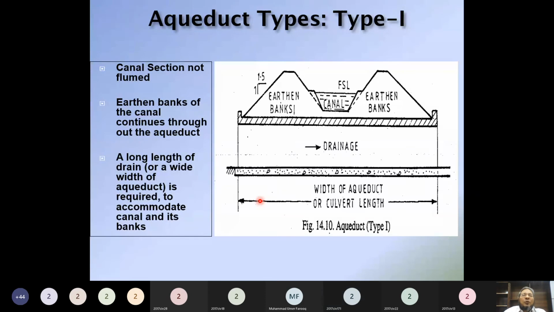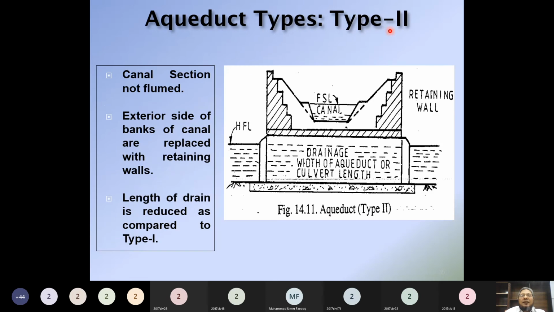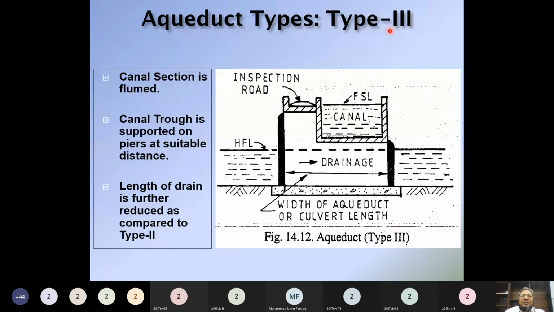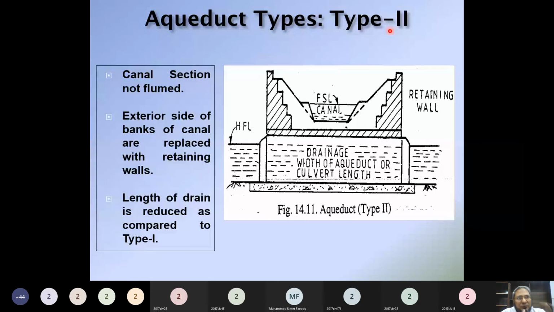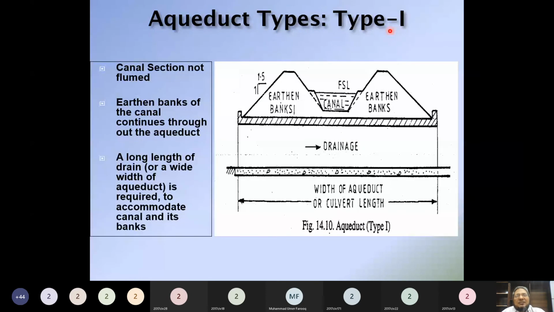Okay, very good. Now, what are the various types of the aqueduct? There are three types of the aqueduct. Aqueduct एक type 1 है, एक type 2 है और एक type 3 है. Okay. Now we want to discuss further classification of the aqueducts. Now, what is the type 1 aqueduct?